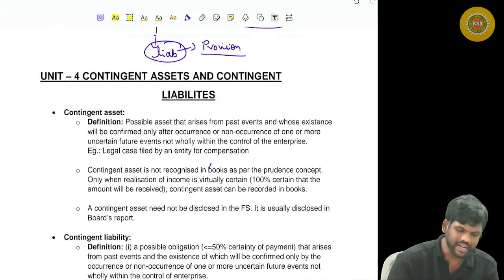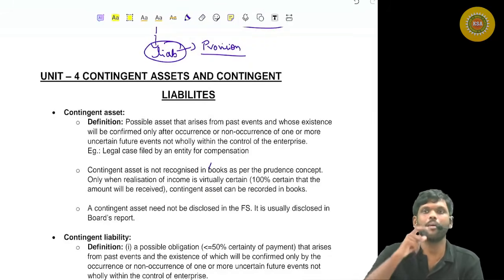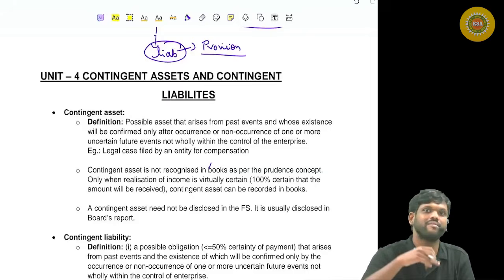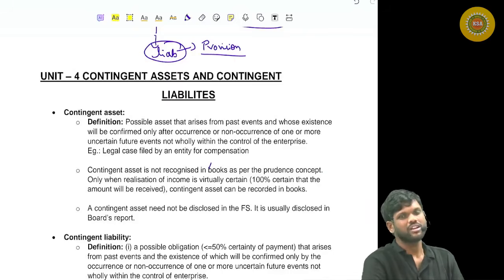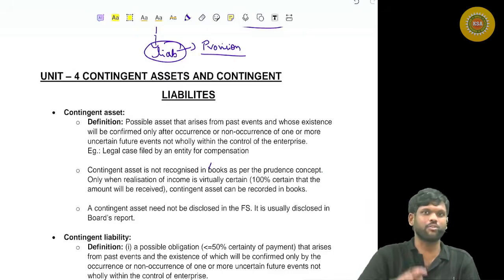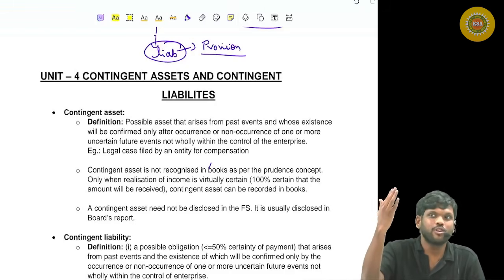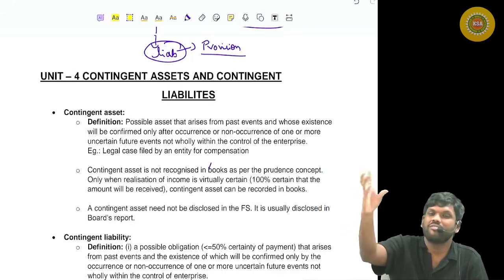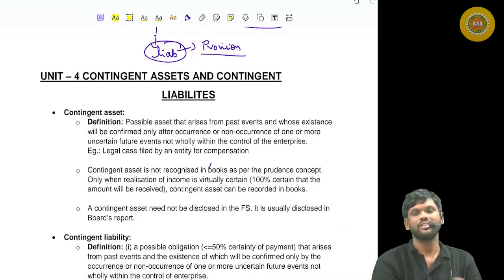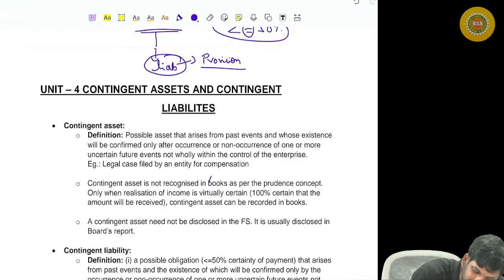Sir, now similarly, what is a contingent asset? Contingent asset means a possible asset which may come or may not come. Sir, example: assume you have filed a case on somebody. Now can you say, sir, I will definitely receive compensation? No, it depends on the judgment. May come or may not come. So if something may come or may not come in future, if that benefit is uncertain, then that uncertain asset is only called a contingent asset.